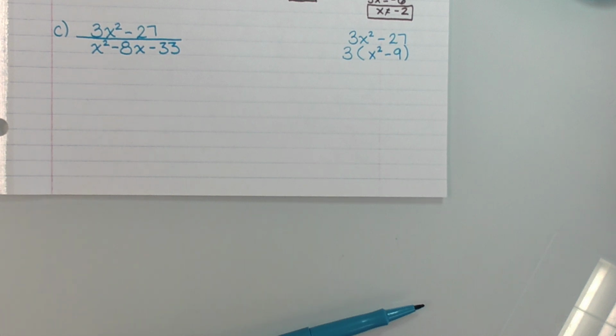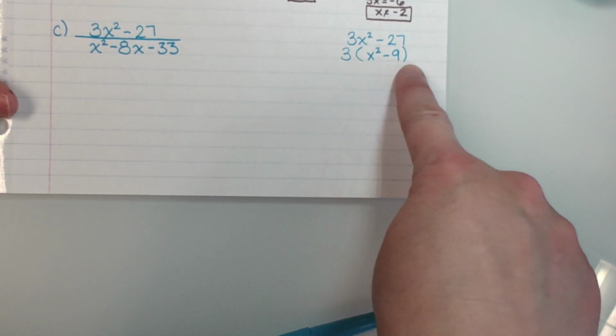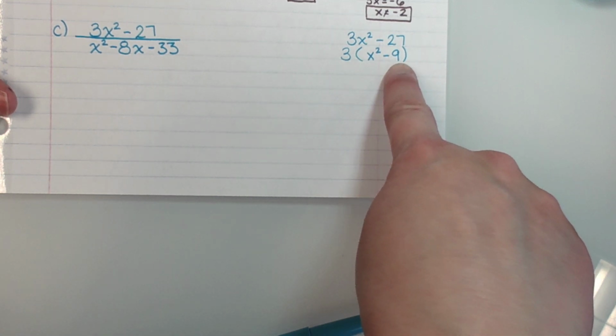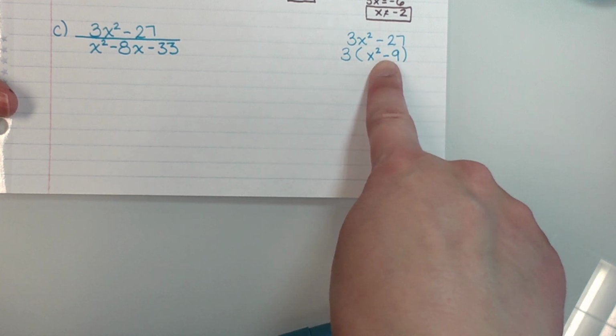Can I factor it further? Yes. How do I factor x squared minus 9? Difference of squares is one option. What's another option if I don't know the difference of squares? AC method, the full AC method, or the shortcut? Either of them would work. I personally like difference of squares. I recognize that this is a perfect square. What's being squared? X. What's being squared here? What's squared to get 9, in other words? 3. And is it a difference?